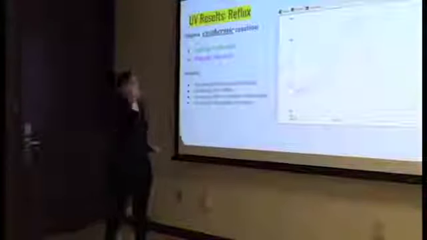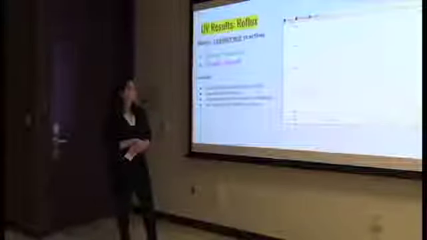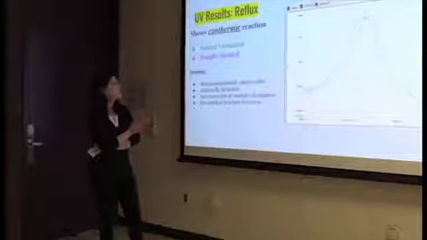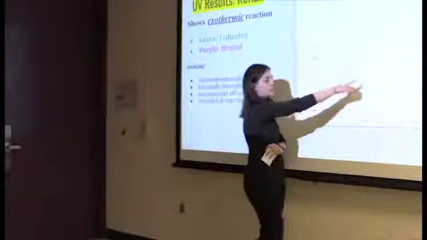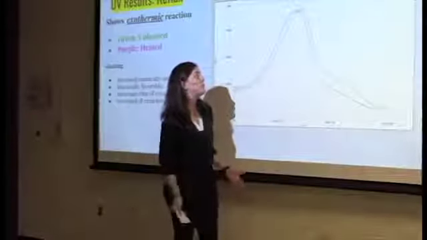All right, so we also did UV results with the reflux. And what this shows is that it's an exothermic reaction. So green is unheated. We see the complex right here, we see the curcumin there. When we heat it, we find it goes backwards, which is bad news.